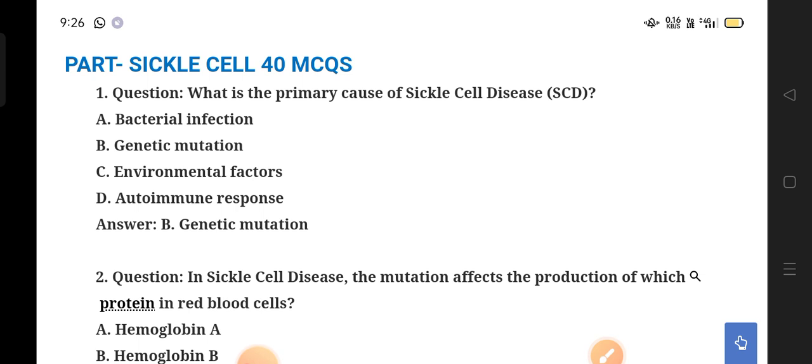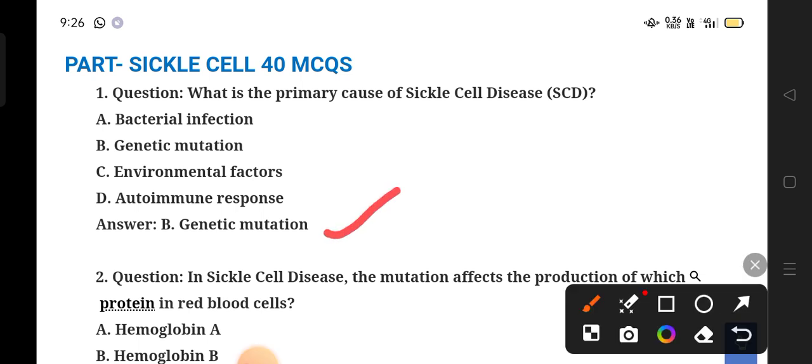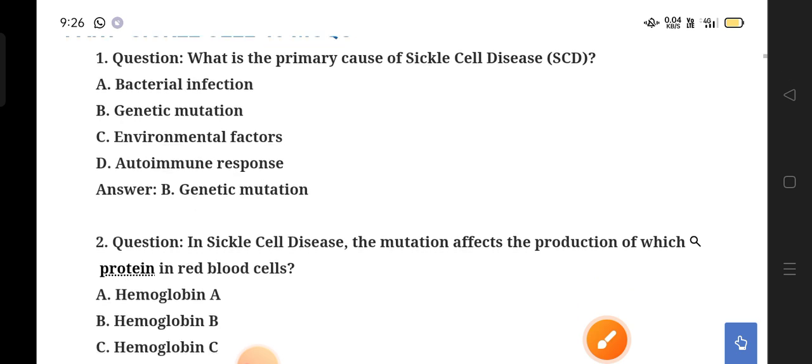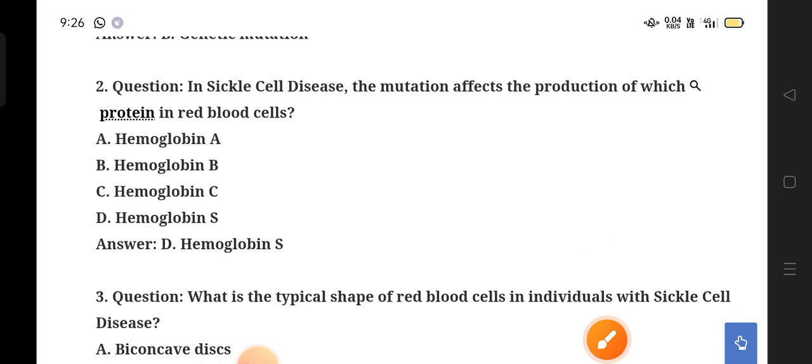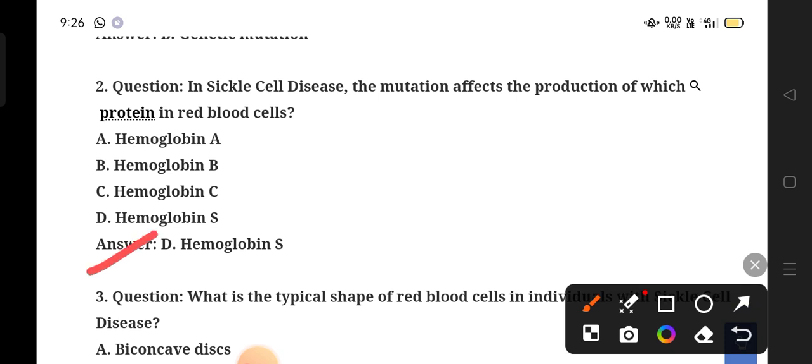What is the primary cause of sickle cell disease? Option B, genetic mutation. Next, in sickle cell disease, the mutation affects the production of which protein in RBC cells? Option D, hemoglobin S.